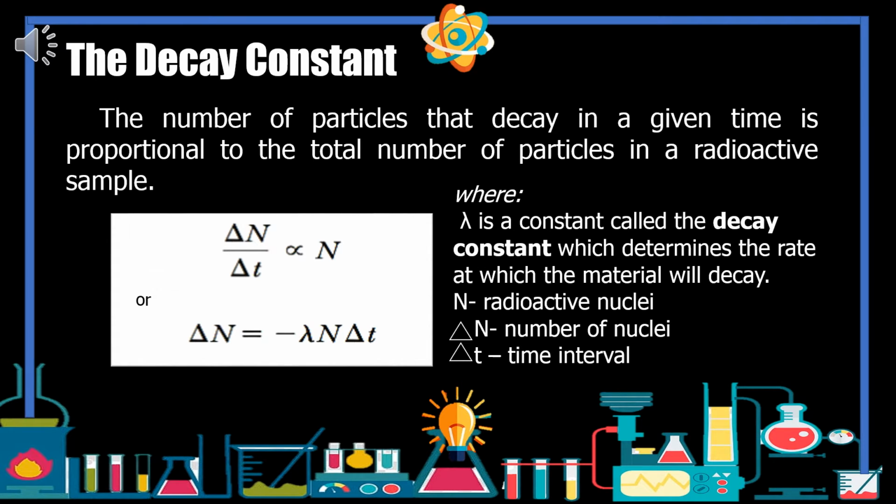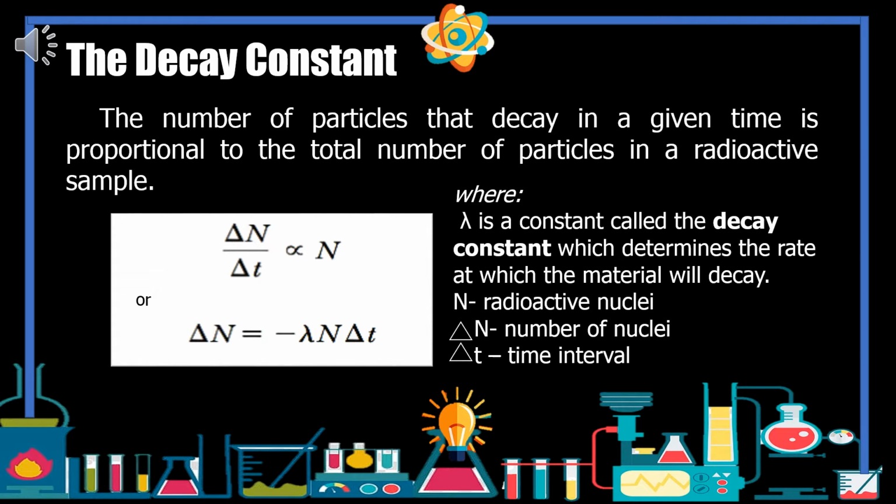Now let's talk about the decay constant. For a particular decay mechanism, the radioactive decay constant for a nuclide is defined as the probability per unit time that a given nucleus will decay by that mechanism.